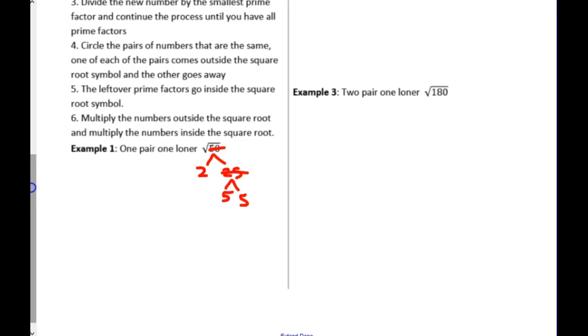Define number 1. The Dallas Cowboys are number 1. Woo! That was good.